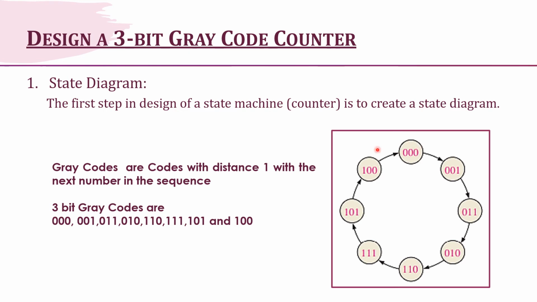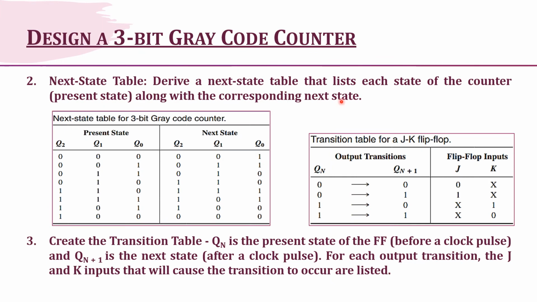So this is the state table, and based on the state table we are drawing the state diagram. After creating the state diagram, now let's create the next state table, which lists each state of the counter along with the corresponding next state. So it lists the present state as well as the next state.